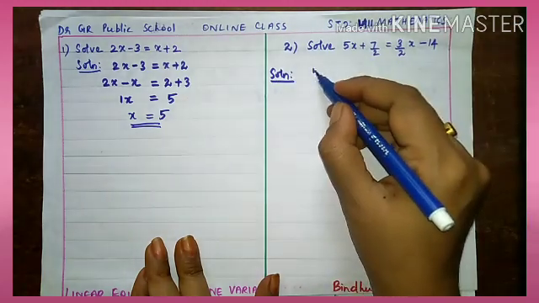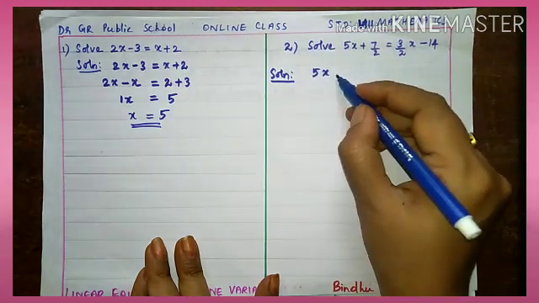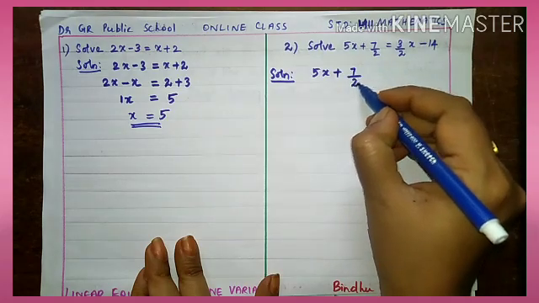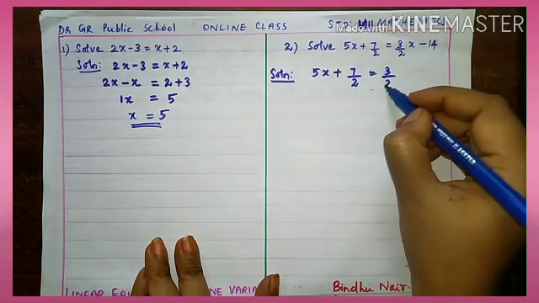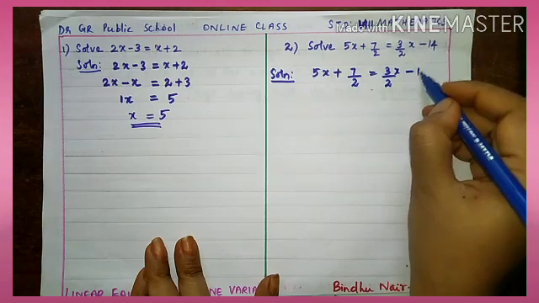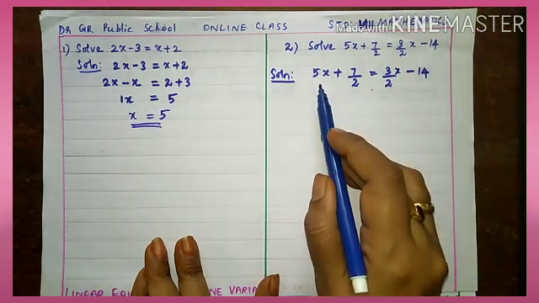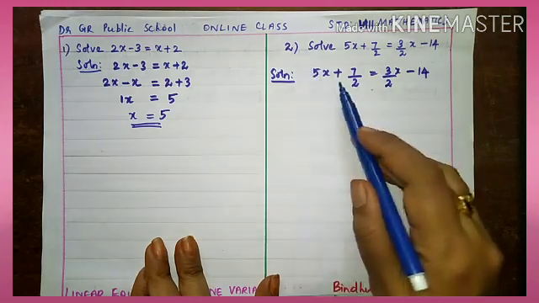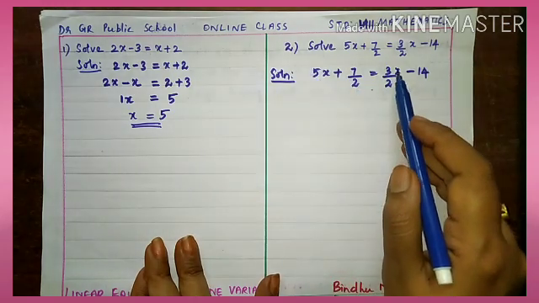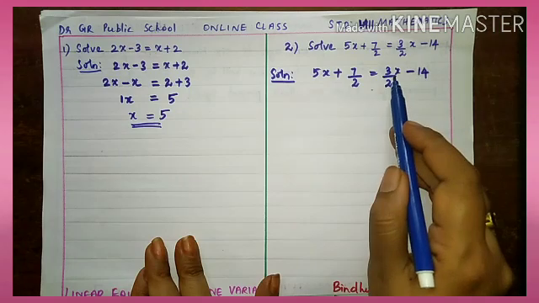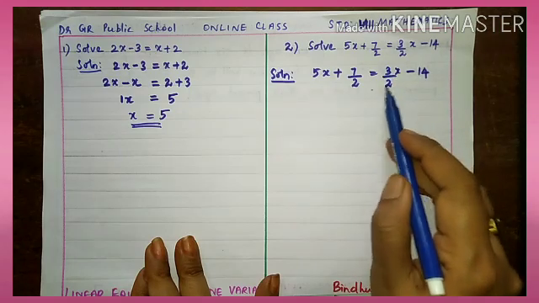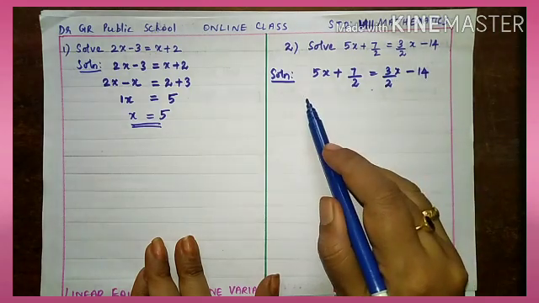Just write the given equation: 5x plus 7 by 2 equal to 3 by 2x minus 14. Now children, in the LHS, who is the variable term? 5x. And in the RHS, who is the variable term? 3 by 2x. So just bring this 3 by 2x to the LHS.